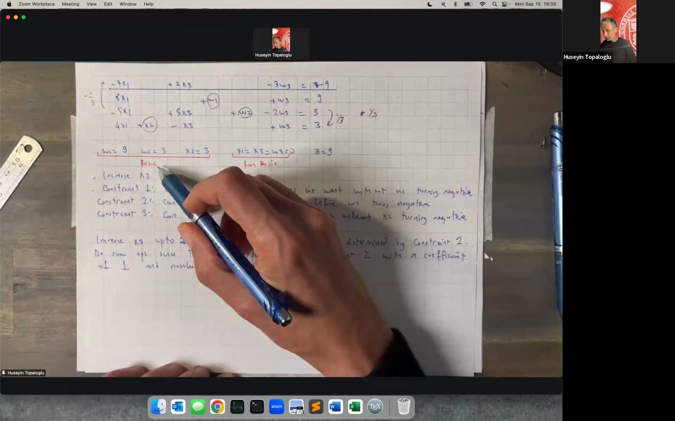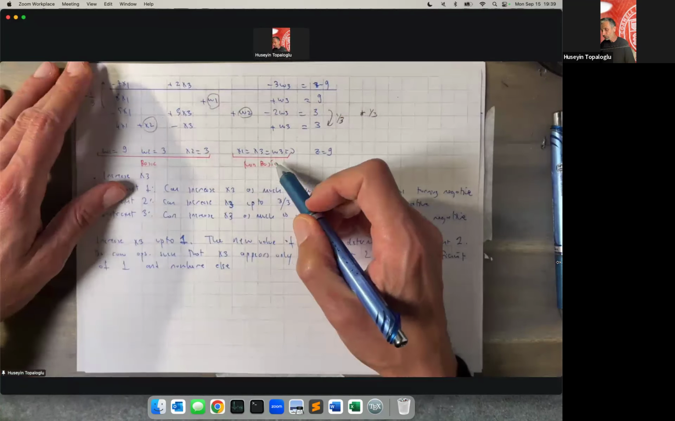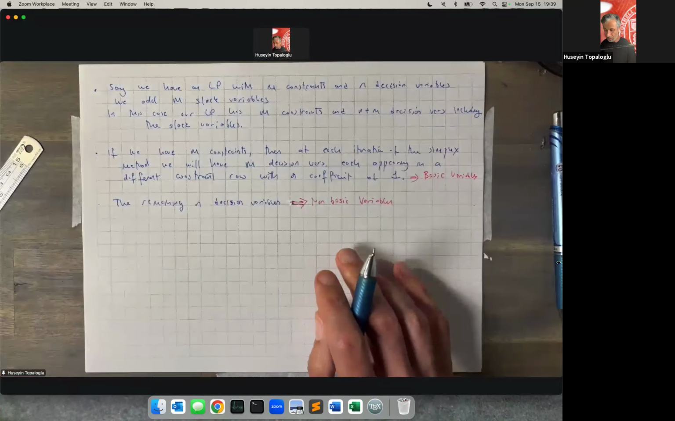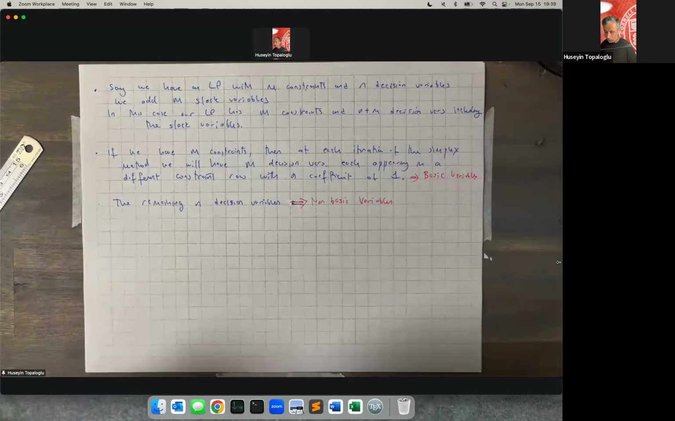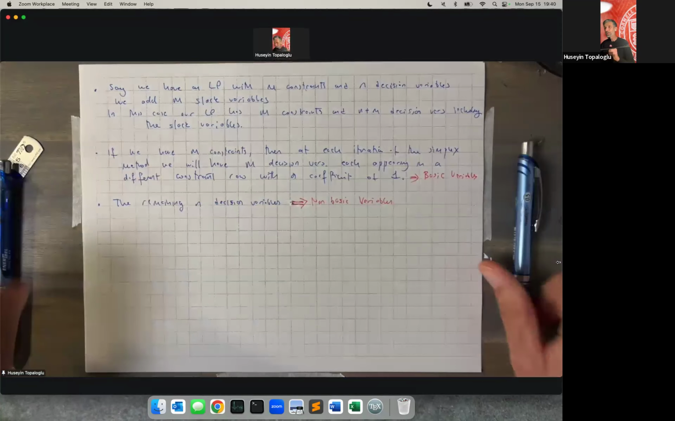Only basic variables can take positive values. Non-basic variables always have to take value 0. Good. So this is basic versus non-basic. Great. So let's introduce one more terminology.